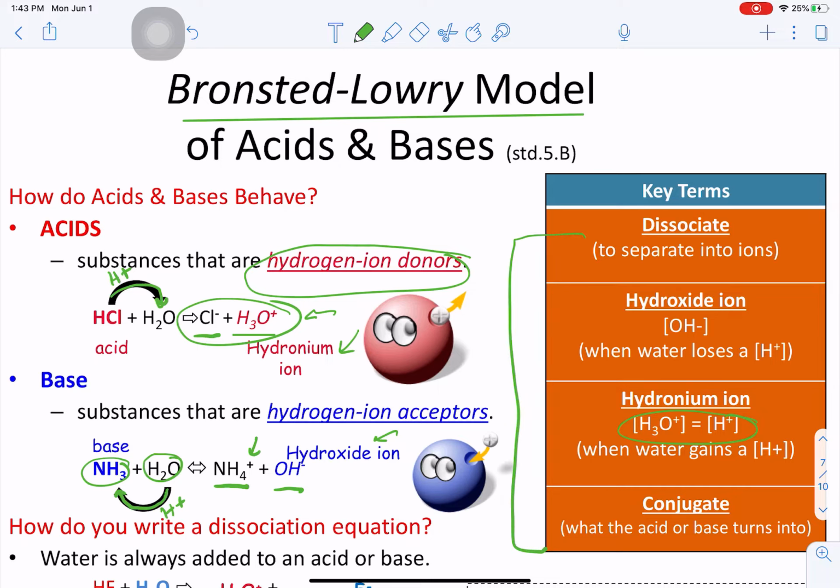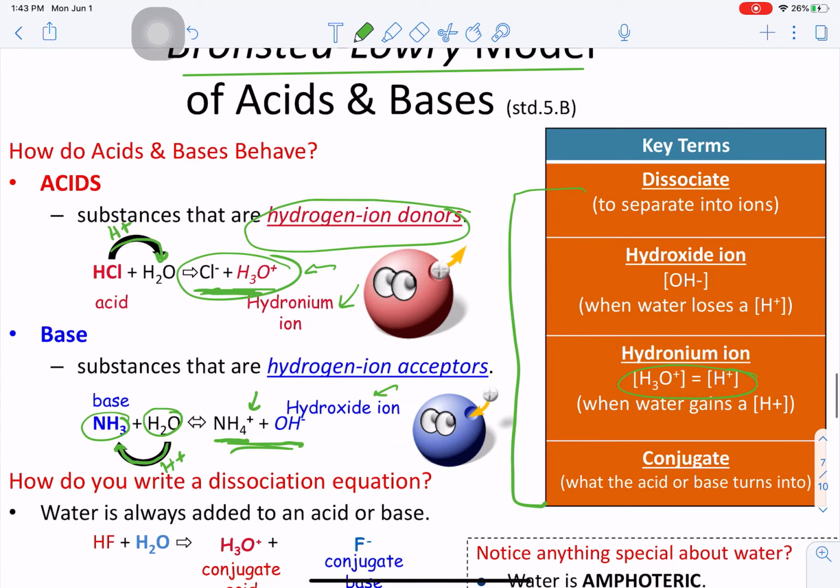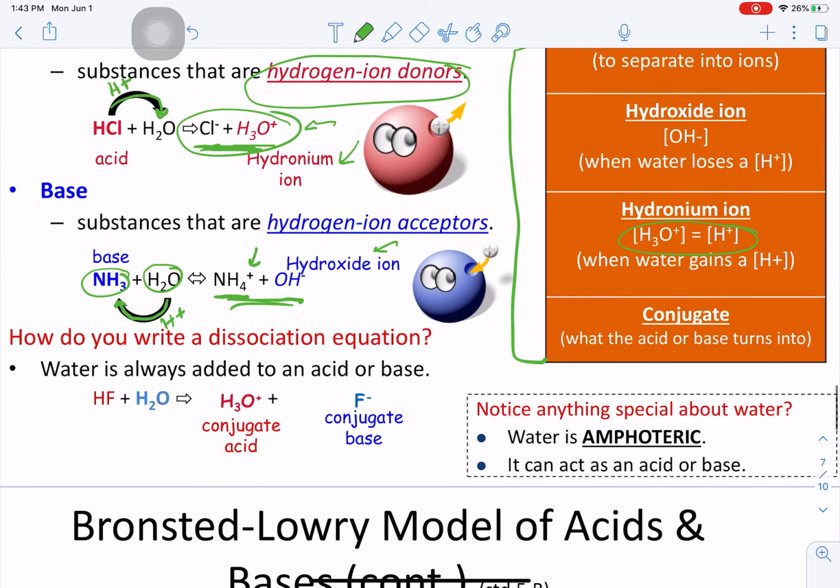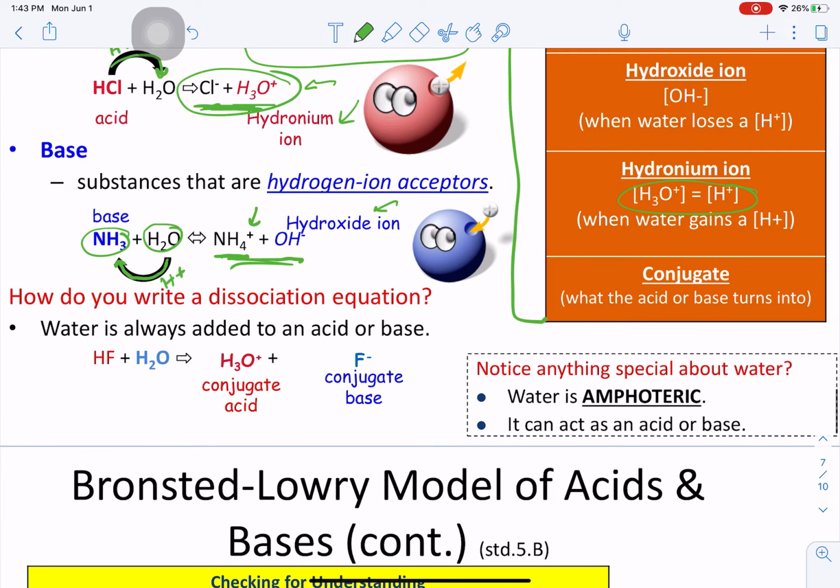And here are your key terms for this section. Dissociate: to separate into ions. The hydroxide ion we've talked about is OH minus. The hydronium ion is basically the same as the hydrogen ion. It's the H plus attaching to the water. And your conjugates are what they turn into. So your products, those are your conjugates, what the acid or base turns into. So how do you write these dissociation equations, how acids or bases should dissociate? How do you write these, and how do you label these?